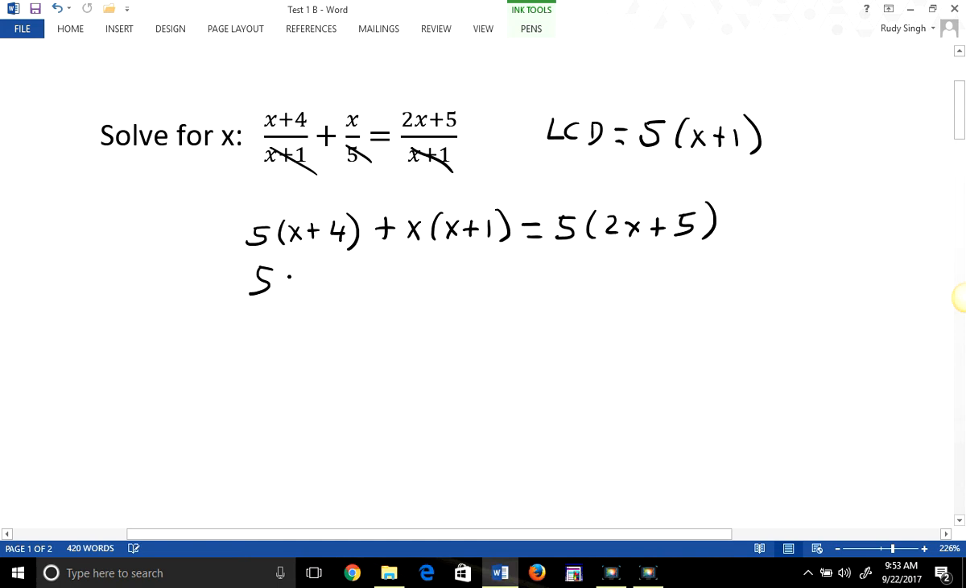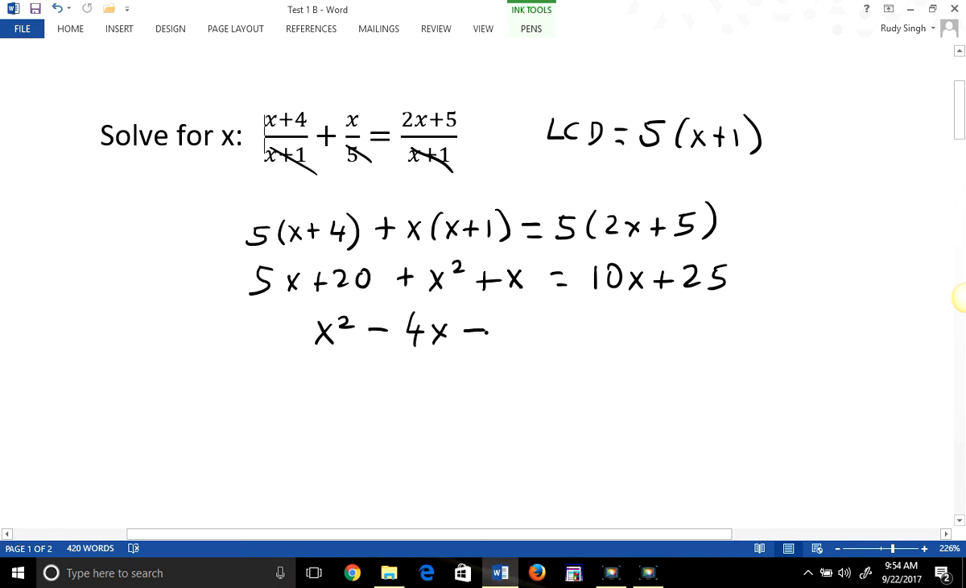And you expand everything, so we have a 5x plus a 20 plus an x squared plus an x equals a 10x plus a 25. You move everything to one side, so you get x squared. Then you move the 5x plus x is 6x, minus 10x is minus 4x, and 20 minus 25 is minus 5 equals 0. And then you factor, and you get an x minus 5 and a plus 1 equals 0.